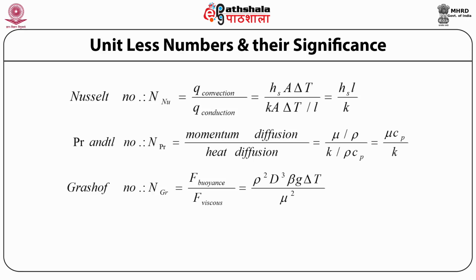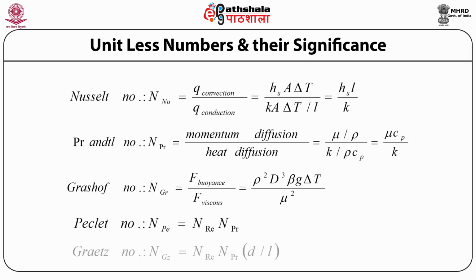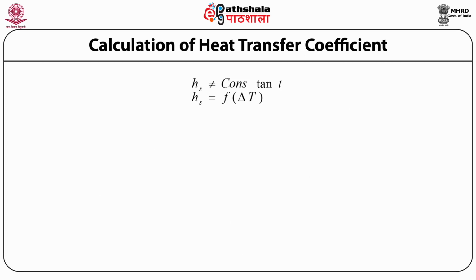Some secondary numbers are also used sometimes. Peclet number is a product of Reynolds number and Prandtl number. Graetz number is another one which is almost similar to the Peclet number, but here one characteristic dimension, that is diameter to length ratio, is taken into account. With this understanding, now let us move to the calculation process. Now let us see how we calculate heat transfer coefficient. Calculation of convective heat transfer involves determination of heat transfer coefficient.